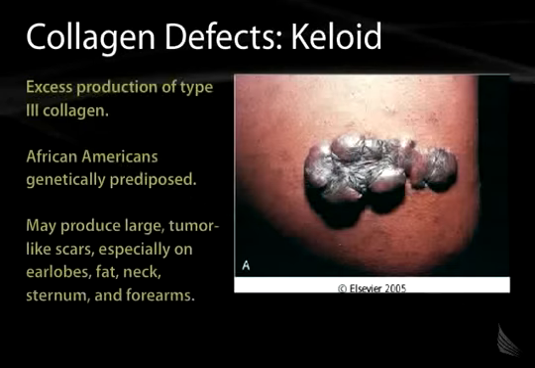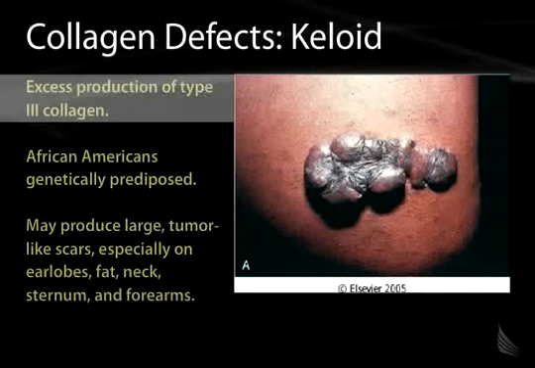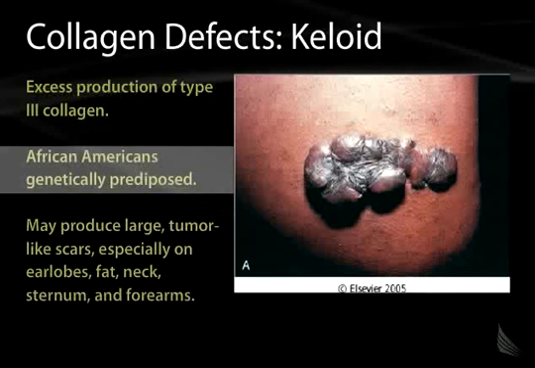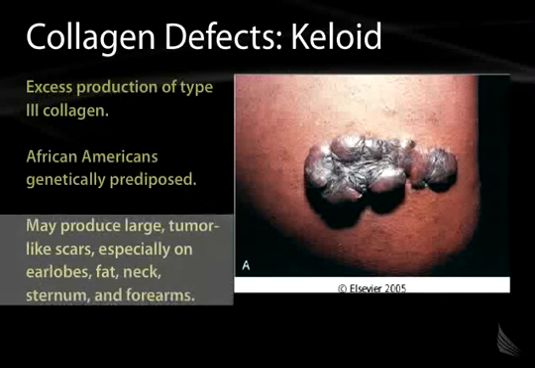Now you can also get defects in collagen that are caused by excess production of collagen. Now this is the formation of a keloid. This is overactive wound healing resulting from the excess production of type 3 collagen. African Americans in particular are genetically predisposed to the formation of keloids. And this can be so overactive that it produces large tumor-like scars, especially in places like the earlobes, the face, neck, sternum, and forearms, as is shown in the picture on the right.